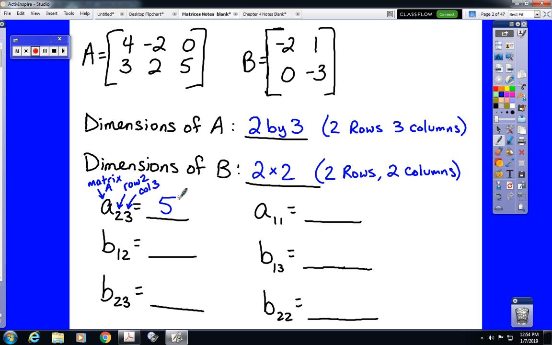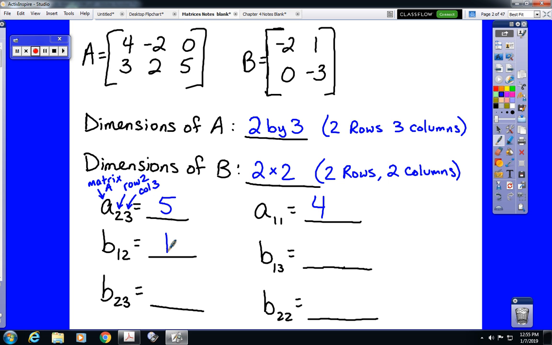On the next one we have A sub 1, 1. So that's in matrix A, row 1, column 1. So row 1, column 1, that would be 4. Now we get a subscript B that tells us matrix B, row 1, column 2. Matrix B, row 1, column 2, that is a 1.